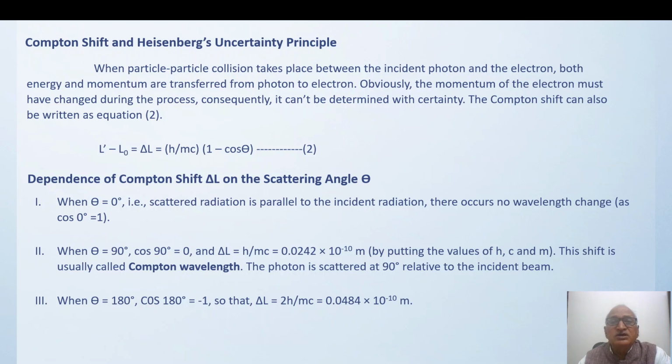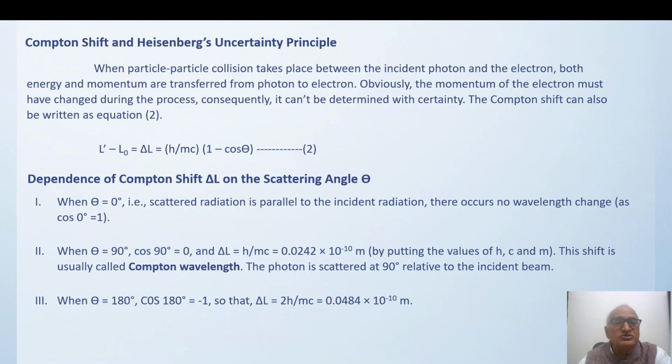The Compton shift can also be written as equation 2. In this equation, delta L is equal to h upon mc, 1 minus cos theta. The change here related to equation 1 is based on trigonometric identities. So, this point to be clarified again, the Compton shift is in agreement with Heisenberg's uncertainty principle.